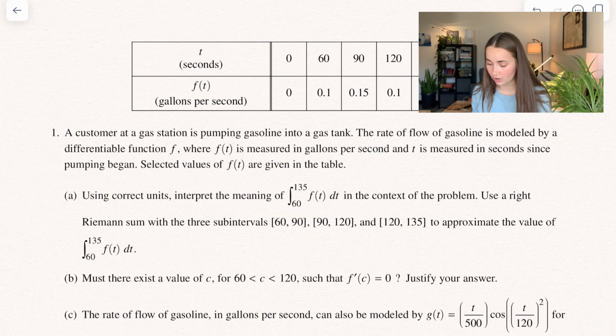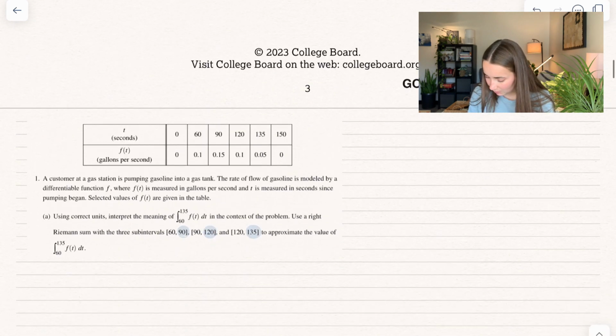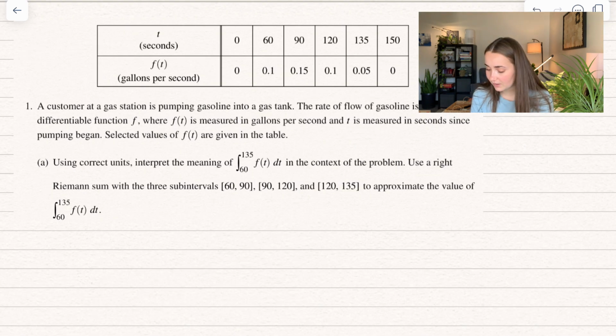So here we're given a chart. We have t in seconds, and f of t in gallons per second. A customer at a gas station is pumping gasoline into a gas tank. The rate of flow of gasoline is modeled by the differentiable function f, where f of t is measured in gallons per second and t is measured in seconds since pumping began. Selected values of f of t are given in the table. So we're going to go down here where we're actually going to do it. Using correct units, interpret the meaning of the integral from 60 to 135 of f of t dt in the context of the problem. So let's go ahead and do that first part.